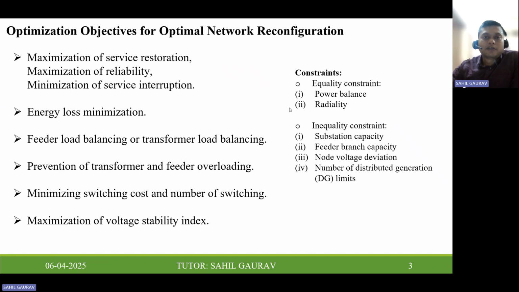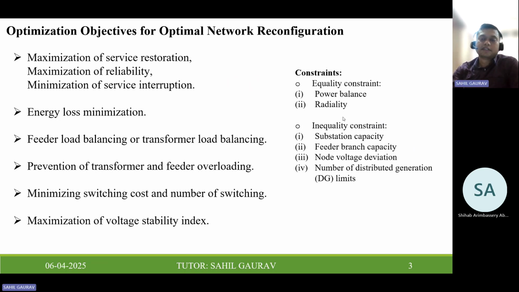Now, these are the objectives, and there may be constraints for these objectives, which may be of equality type or inequality type. For equality constraints, power balance and redundancy come in, and the inequality constraints can be substation capacity, feeder branch capacity, node voltage deviation, and number of DG limits. We have seen these constraints in detail in the multi-objective optimization part.